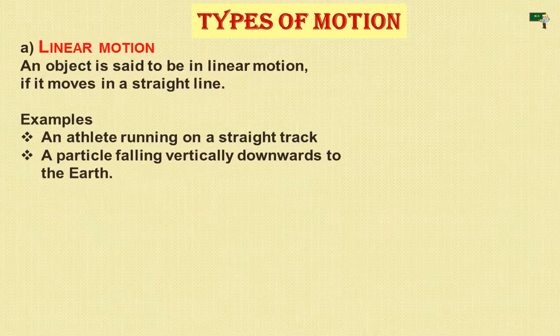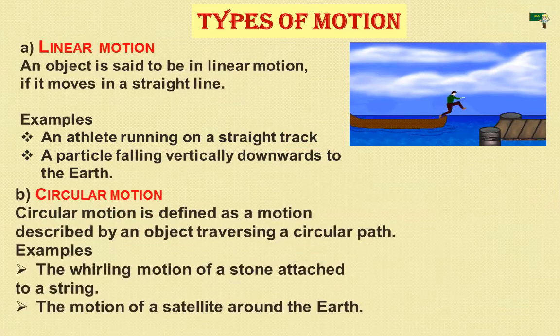Now, types of motion. First one, linear motion. An object is said to be in linear motion if it moves in a straight line. Let me give an example. See, in this frame, the person is running from a boat to the land. He is running in a straight line. For example, an athlete running on a straight track, a particle falling vertically downwards to the earth are examples of linear motion.